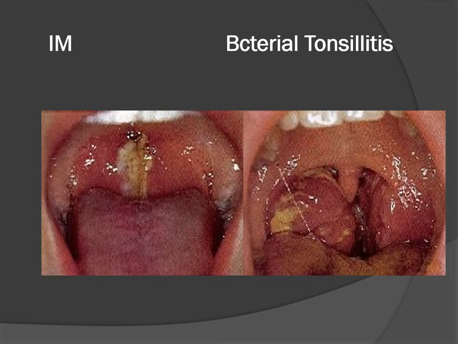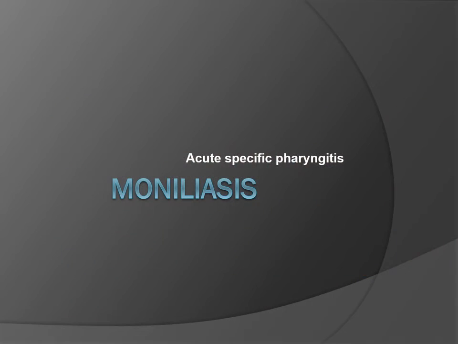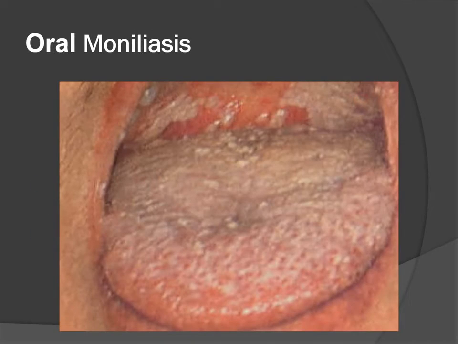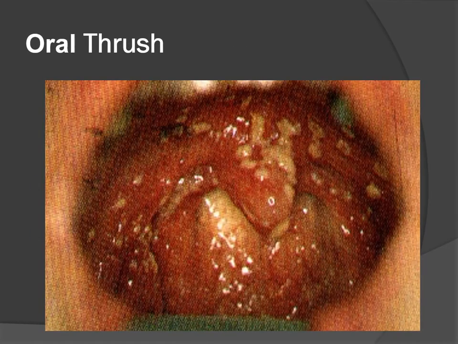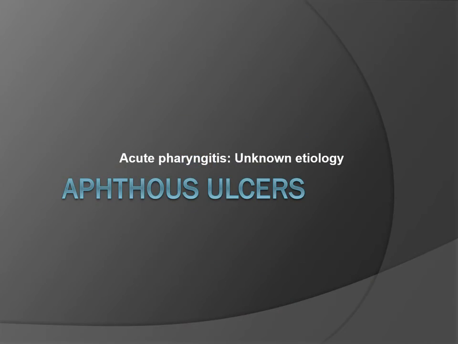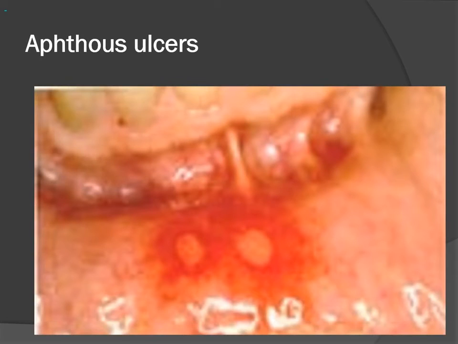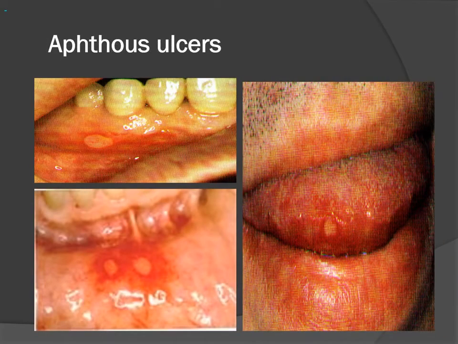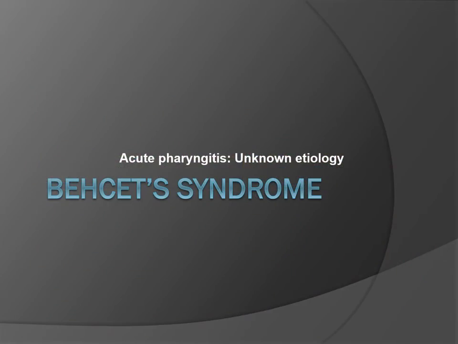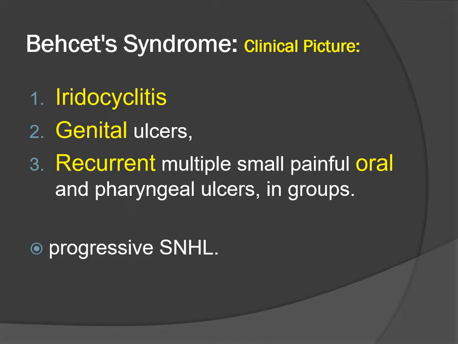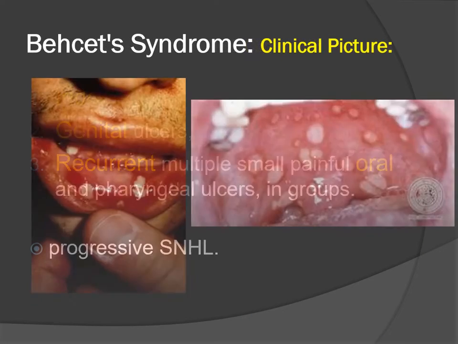This is pus, infectious mononucleosis on the left, slide on the right. The differential diagnosis is mononucleosis. This is iridocyclitis, genital ulcer, recurrent ulcers.